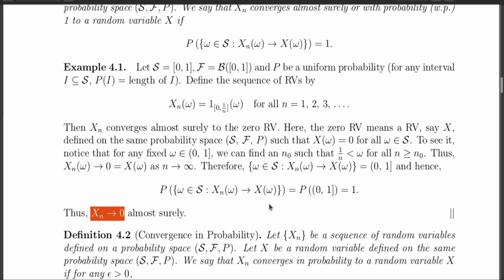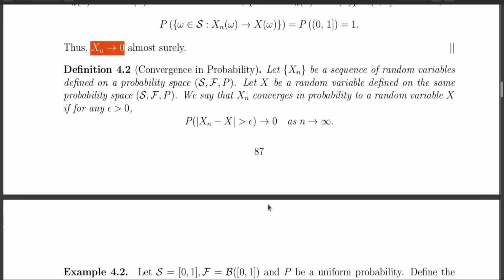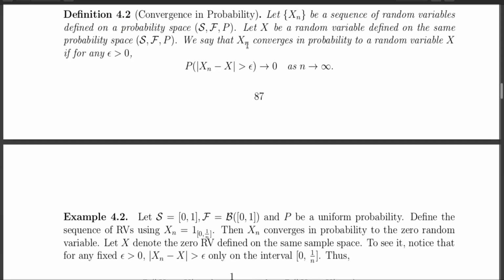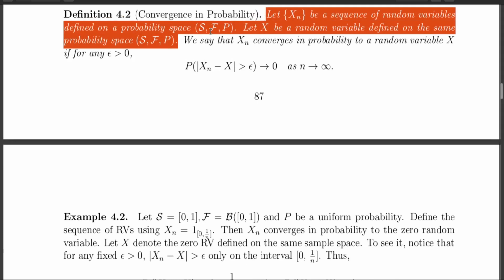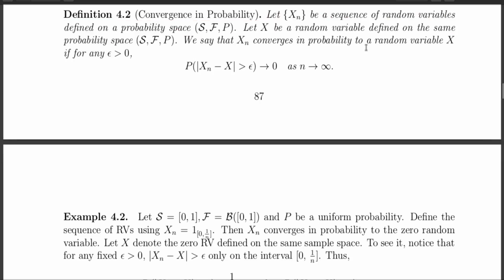Okay. So the next mode of convergence is called convergence in probability. Again, in this case also all the concerned random variables need to be defined on the same probability space, and we say that xn converges in probability to a random variable x if for every epsilon greater than 0, the probability that mod of xn minus x is greater than epsilon goes to 0 as n goes to infinity.